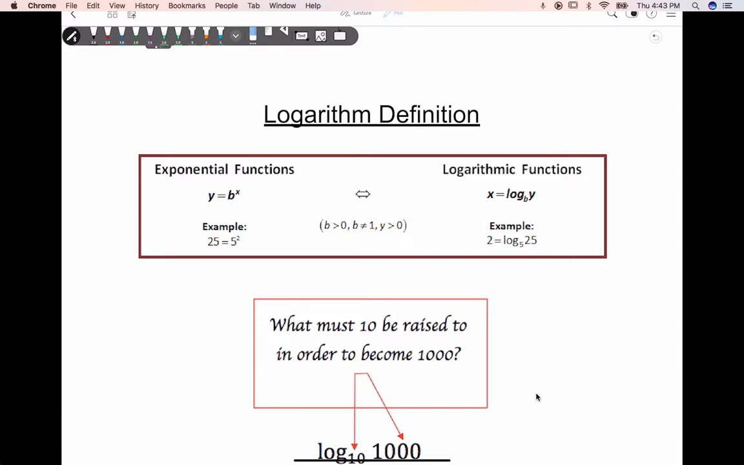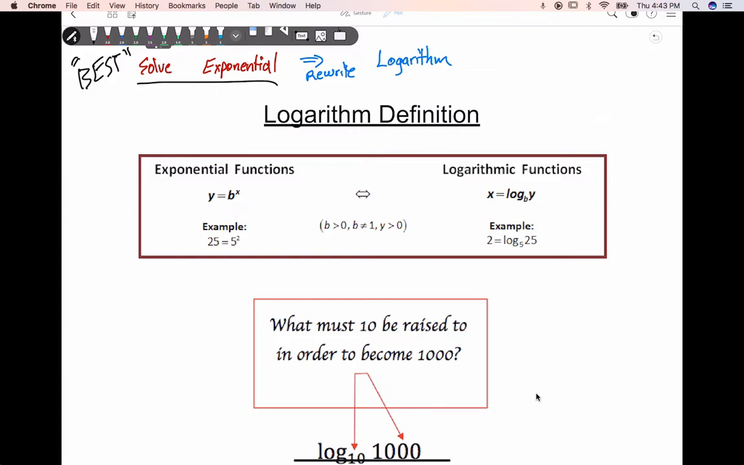Okay, so in this video, we're going to look at the logarithm definition. You'll hear this saying for the rest of the unit. The best way to solve an exponential, so if you were given an exponential function, the best thing to do is to rewrite it as a logarithm. Again, the best way to solve an exponential is to rewrite it as a logarithm.